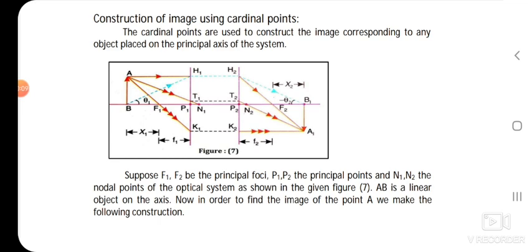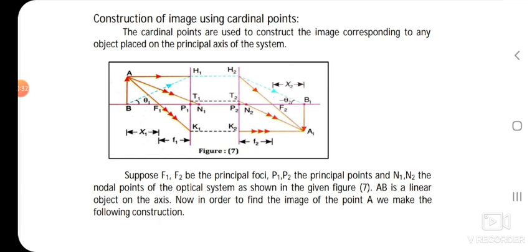In last lecture, we discussed the cardinal points and their planes. Today, we are going to extend that topic and discuss construction of an image using the cardinal points. As we know, there are 6 cardinal points, of which 2 are focal points, 2 are nodal points and 2 are principal points.